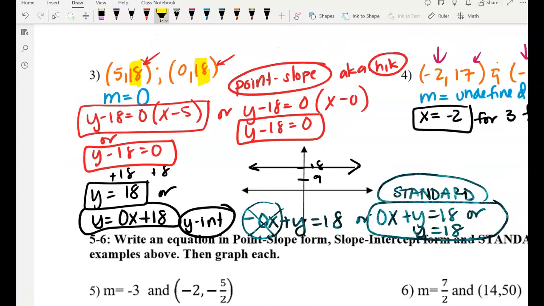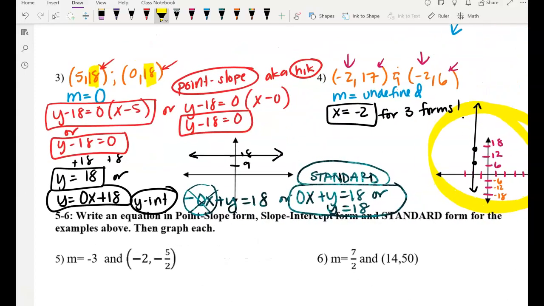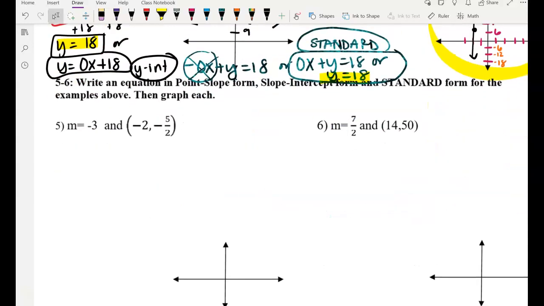Okay, so when you have a 0 slope or an undefined slope, they are unique because they only cross over one axis. So that's why your equation only has one variable. Can you guys see that? Okay, so that's why. Okay, the last few examples of this. Write an equation in point-slope form, slope-intercept form, and standard form for the examples below.